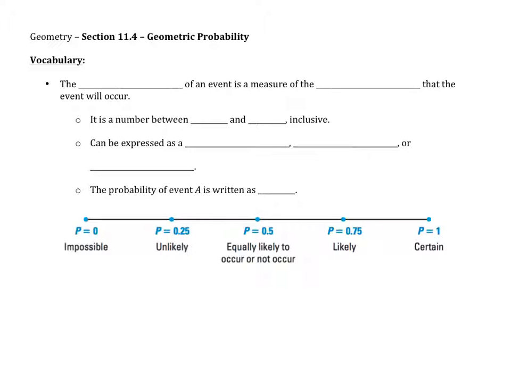In section 11.4, we're going to talk about geometric probability. To start, let's discuss some vocabulary. So the probability of an event is the measure of the likelihood that the event will occur.